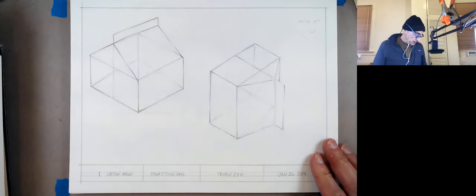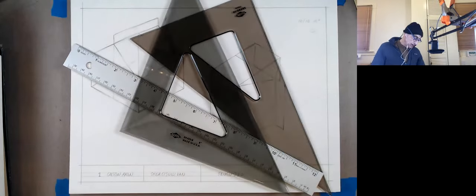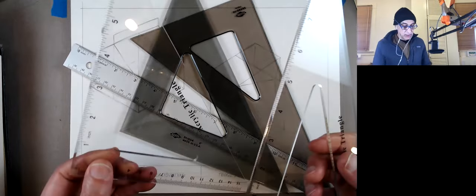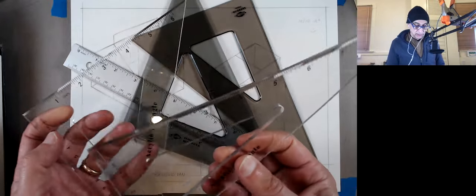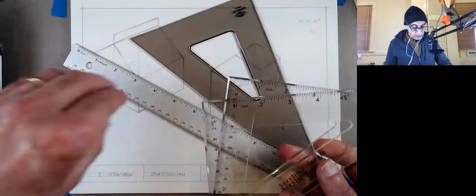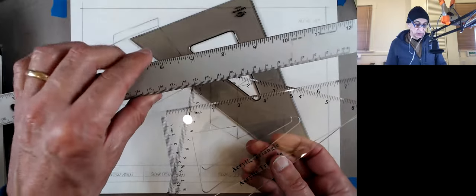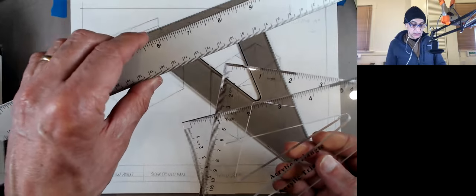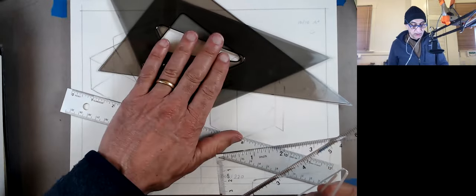Like I said, you're going to need three things at least. I'm really going bare bones this semester, so you're going to need at least two triangles, ideally with markings for inches and millimeters. And then you need a straight edge, and that should have the markings so that you can also use triangles that are not marked in combination, okay?